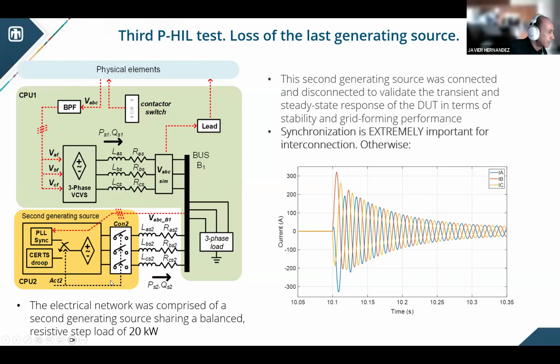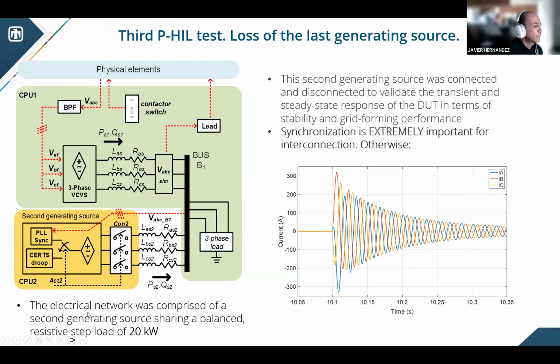we switch towards the surge droop control. But yeah, again, attempting to just interconnect, even if it is at simulation level, this second generating source to share a load, without any synchronization between the source and the voltage at the point of common coupling, is definitely going to drive the system towards current spikes that may drive the simulation unstable.